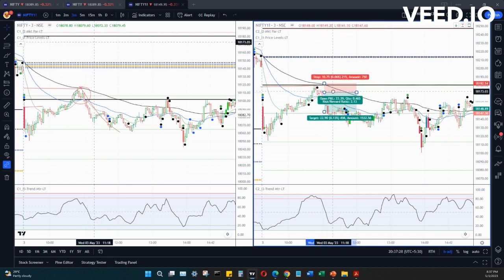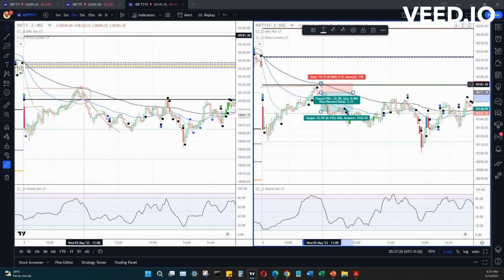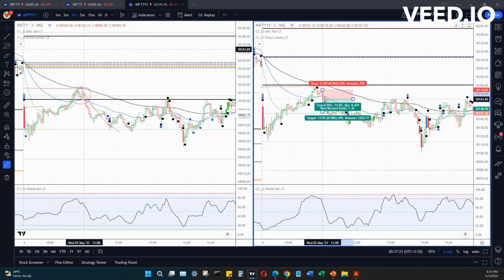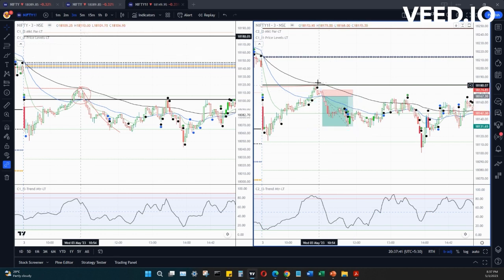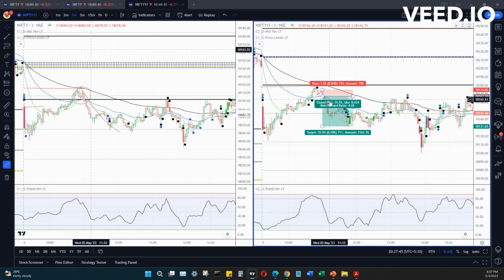Now this is going to be our candle, and I'm going to quickly show you the kind of rewards we would have out of this particular trade. You can see the stop loss is at 7.65 points, and the target is 35 points. So it's roughly 1:5. That's the kind of reward we are looking at.